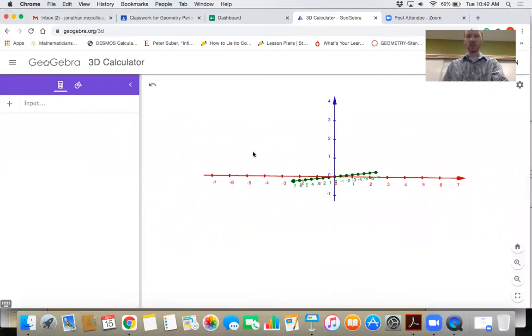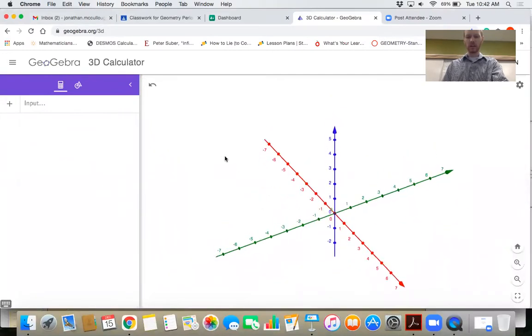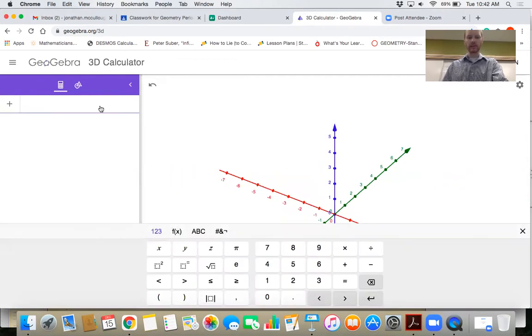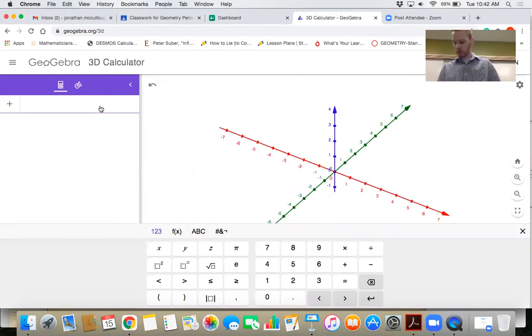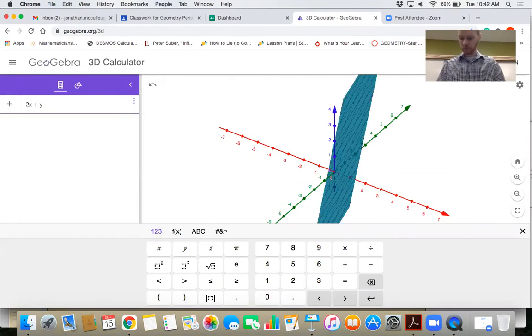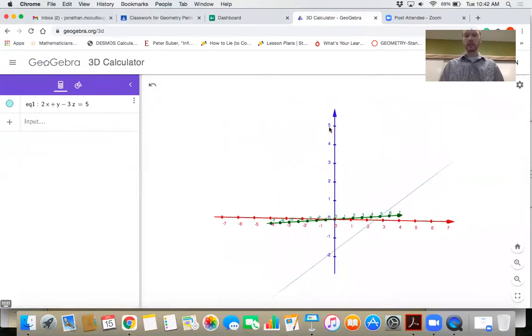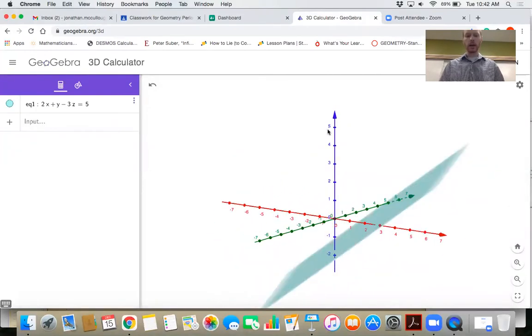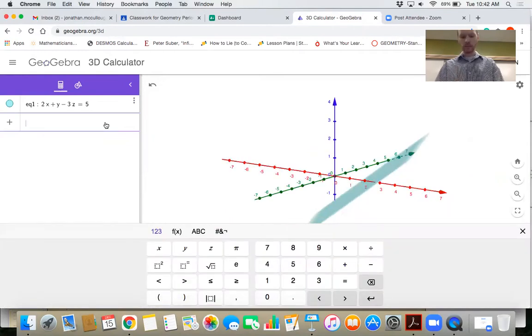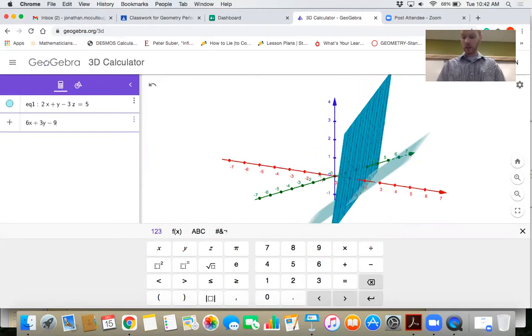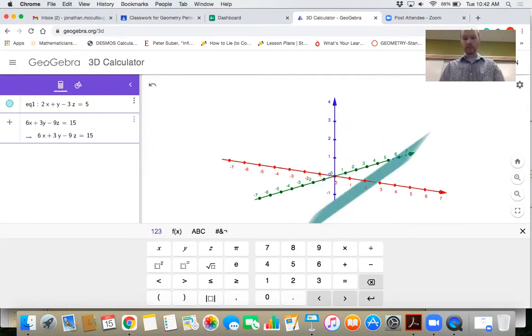Okay, so here's my 3D space, my X, Y, and Z axis. And let me type in these equations here. All right, here's my first one. So here's what the plane looks like. It's light blue, okay? I'm gonna take the third equation in, see what happens. It should be the same, right? That's what we discovered. They're the exact same plane.